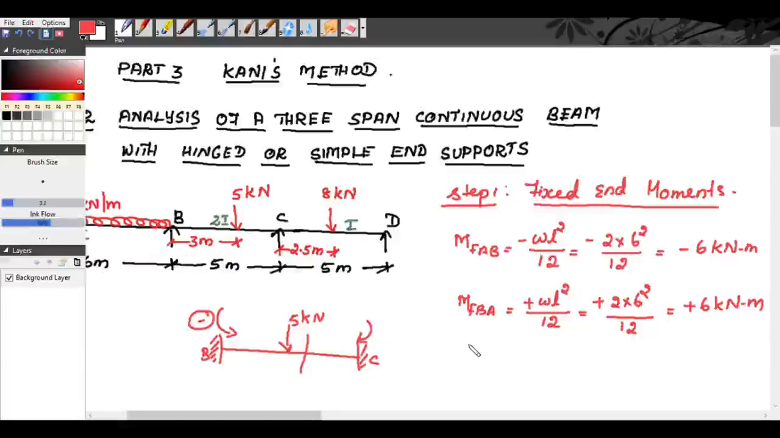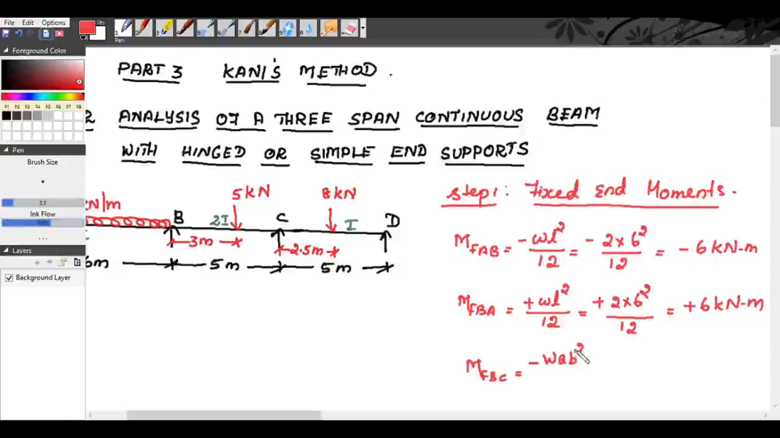So the formula is W, since it is concentrated load, W AB square by L square. So our MFBC is equal to minus WAB square by L square. We will use this formula to find MFBC: MF is 5 into 3 into 2 square divided by 5 square. We get minus 2.4 kilonewton meter.